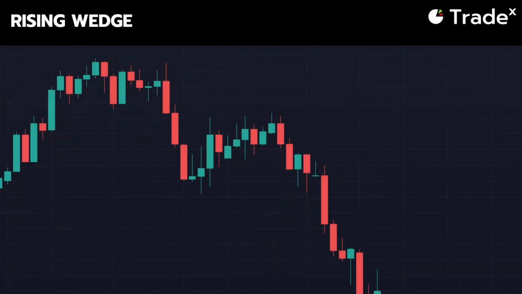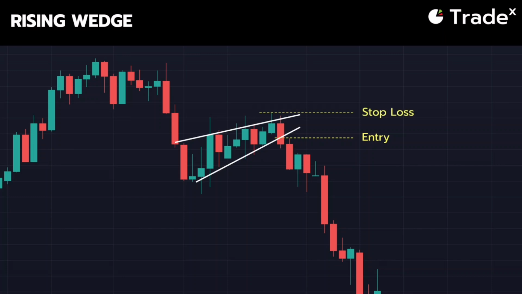To enter a trade when the price forms either the bearish flag or the rising wedge, traders can follow this strategy. First, enter the trade as soon as the price breaks below the pattern to the downside. Next, set a stop loss at the most recent high before the downward move to manage risk. For take profit, target a level equal to the height of the flagpole projected downward from the breakout point. This approach allows traders to capitalize on the anticipated continuation of the bearish trend while managing risk effectively.